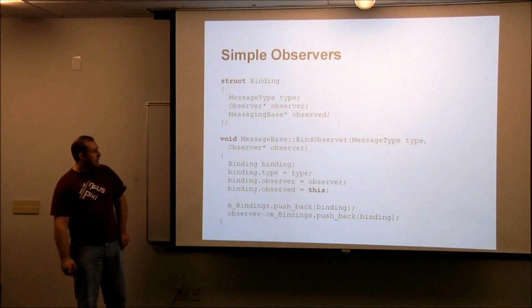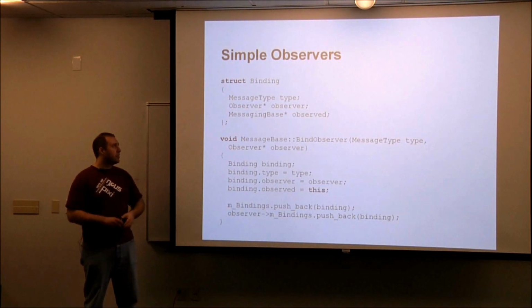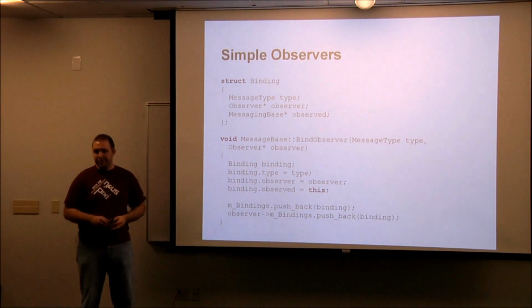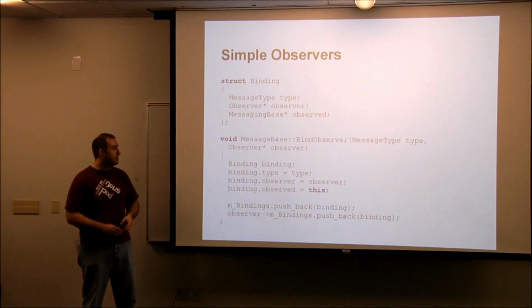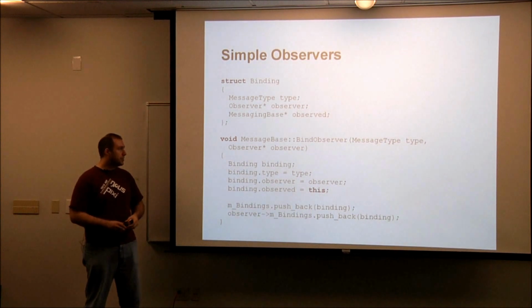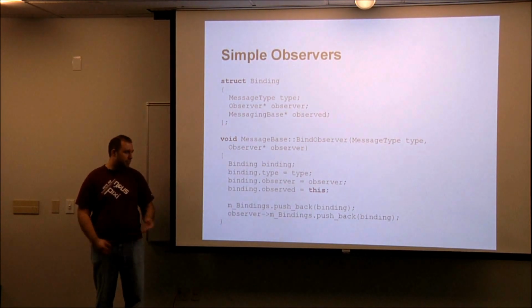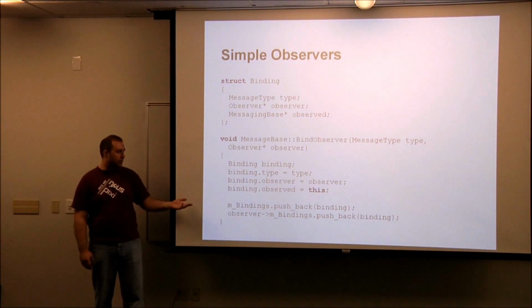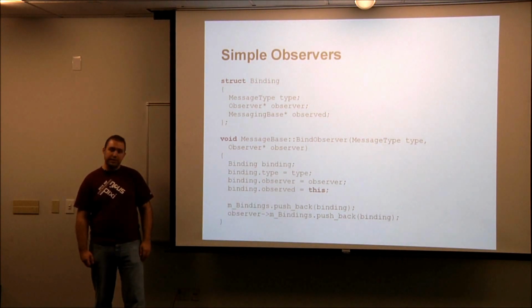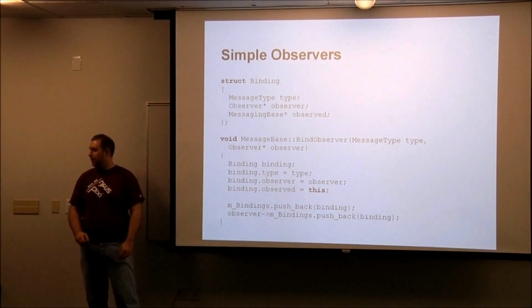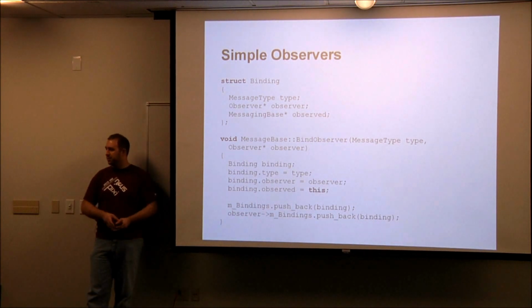So another quick example here, we can make a little struct. It just says, what type of message am I interested in? Is it a collision message, key message? Who is the observer? Who is the one that is being observed? And then it's really simple to set up this entry, this record, and add it to the standard vectors I had in the messaging base. Again, not ideal, very simple, it gets the job done.